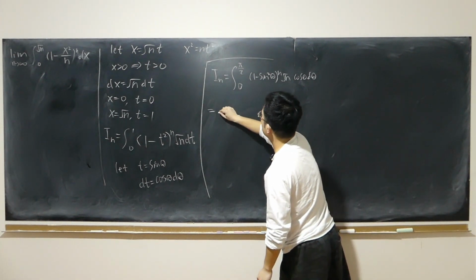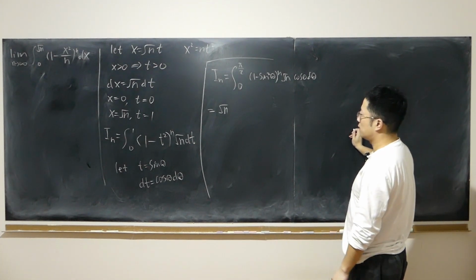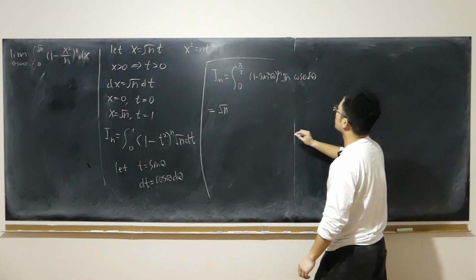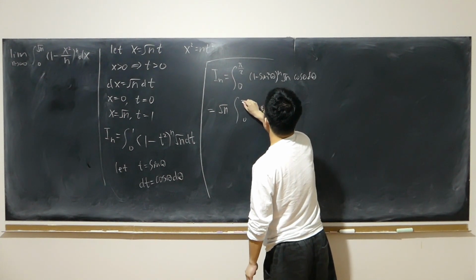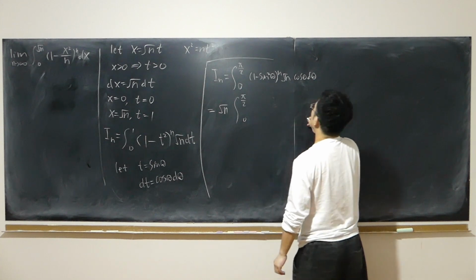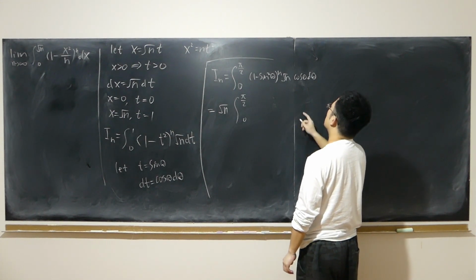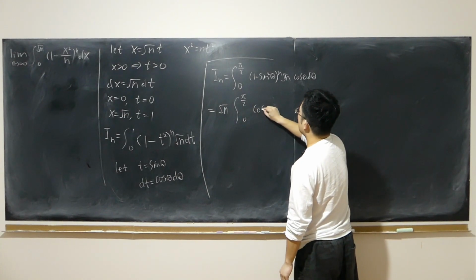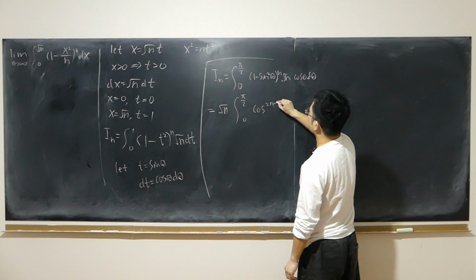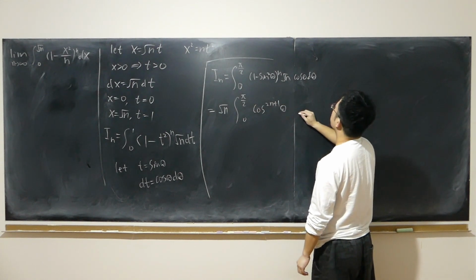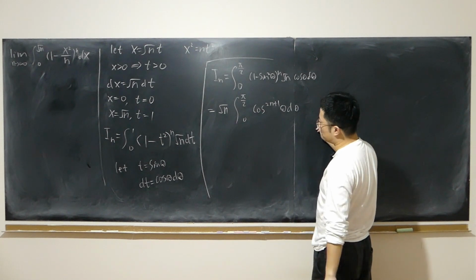So take out the square root of n, then times the integral from 0 to half pi of cosine to the power of 2n, and then cosine. So this time the power should be 2n plus 1 of theta, d theta. Then we calculate the limit.